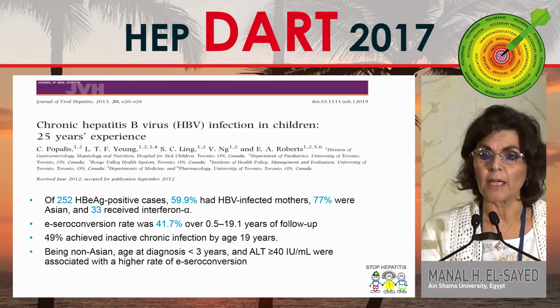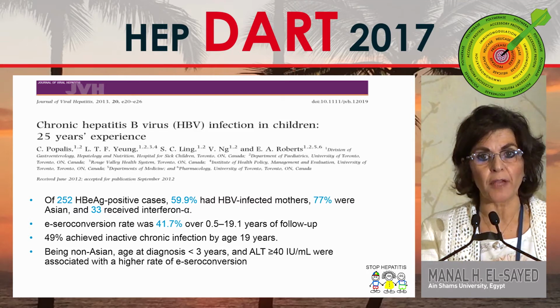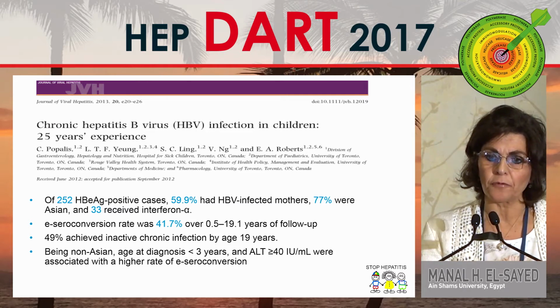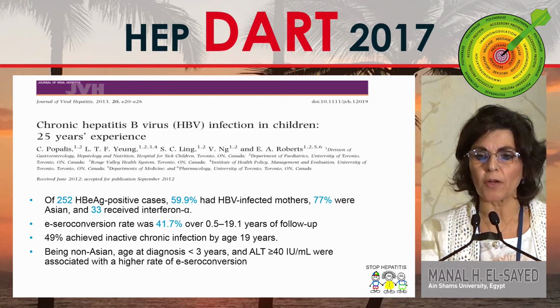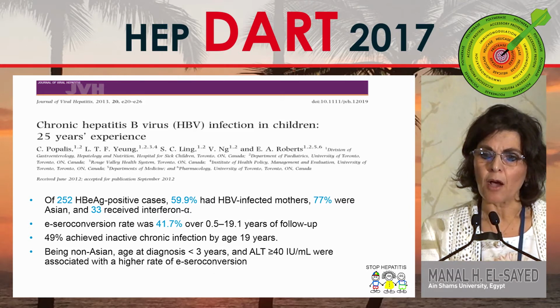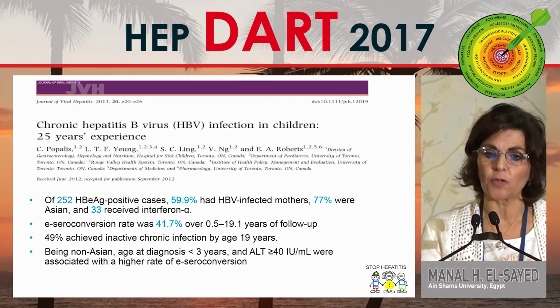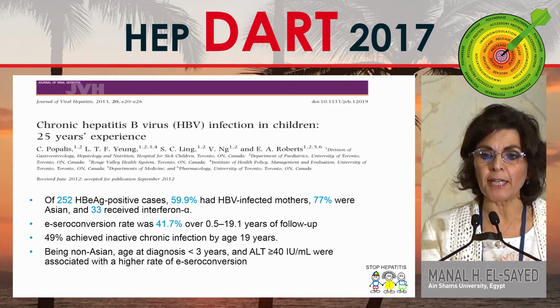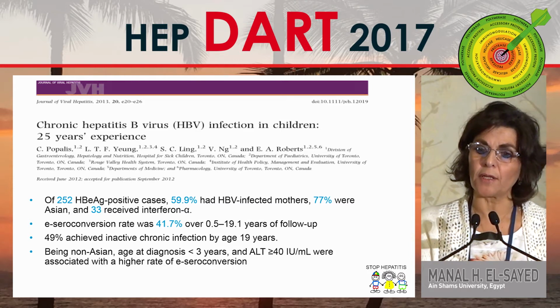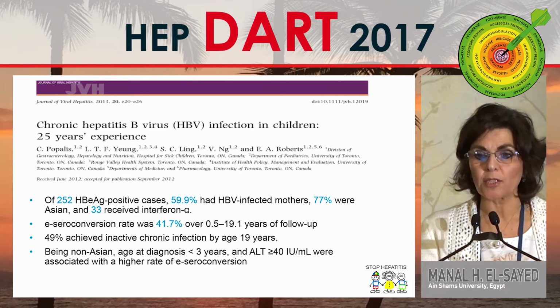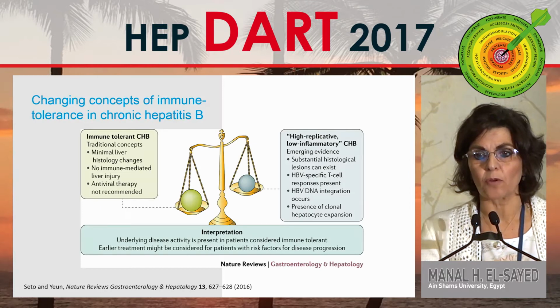252 were included, 59% were infected through their mothers, and 77% were Asian; 33 received interferon. The E seroconversion rate was 41.7% over this period of follow-up, and almost 50% achieved inactive chronic infection by the age of 19 years. Being non-Asian, age at diagnosis less than 3 years, and ALT more than 40 were associated with a higher rate of E seroconversion.